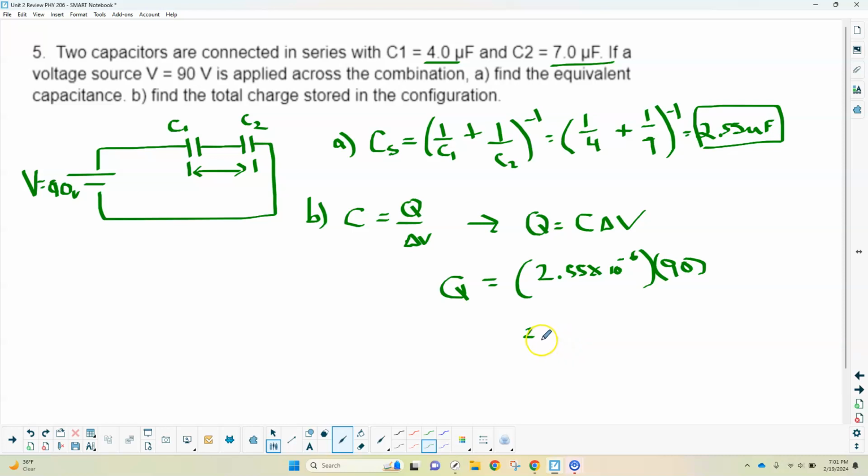No, sorry, 2.29. Sorry, I forgot to multiply by the 90. 2.29 times 10 to the negative fourth. And that's right on the answer key. I just spoke it incorrectly. And that will be coulombs, which is charge. So that is the first one.